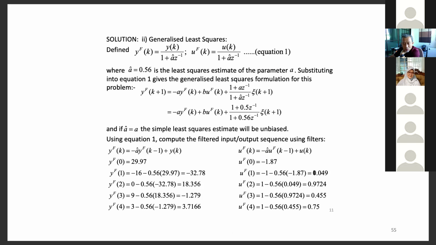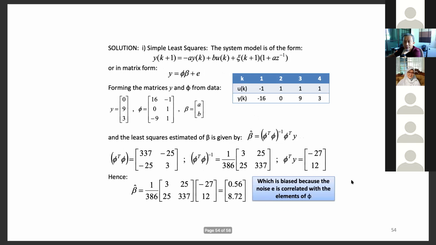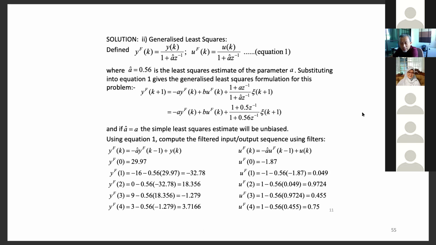Same as the output, this value will go to here, and this value will go to the next one. Minus 0.56 is constant from the beginning to the end, but the 1, minus 1, 1, 1 you get from the table here. So the table is very important. Please refer to the table. Then you will get the uf values from 1 to 4, same as the yf values from 1 to 4.